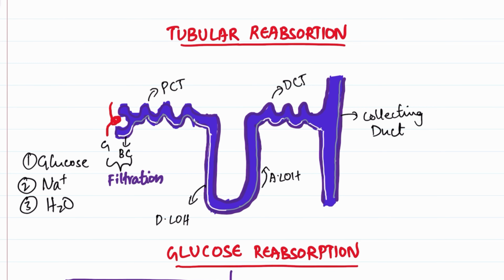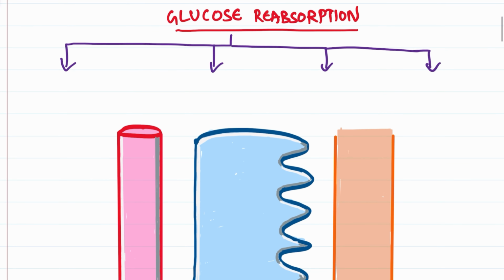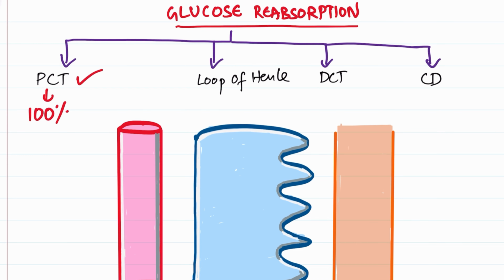That is, we'll discuss firstly the reabsorption of glucose. So there are four parts, right? Our glucose can be reabsorbed at the PCT, then the loop of Henle, then the DCT, and finally the collecting duct. Now, how much glucose is actually reabsorbed? 100% of the glucose that is filtered out by the kidneys is reabsorbed by the PCT itself. That is, it is reabsorbed immediately after it gets filtered, and does not reach the other parts, that is the loop of Henle, DCT, or the collecting duct.